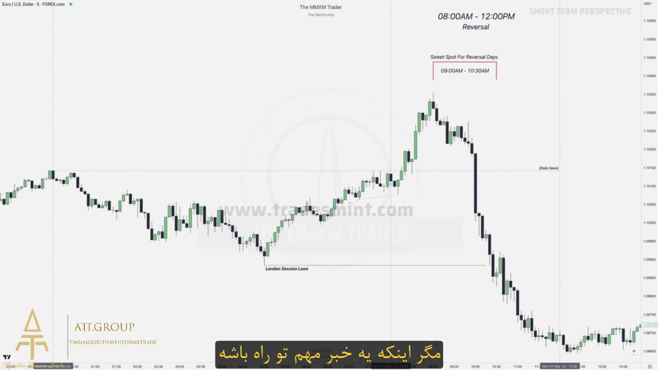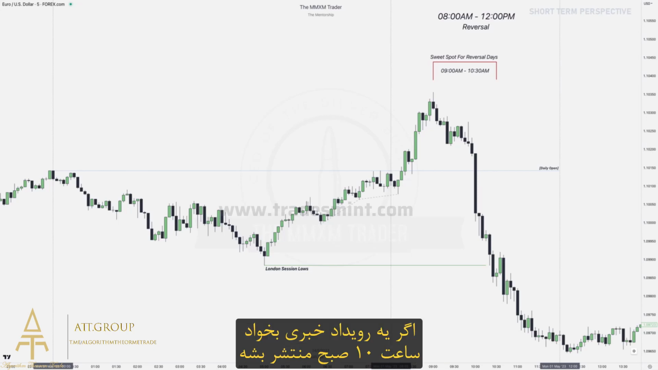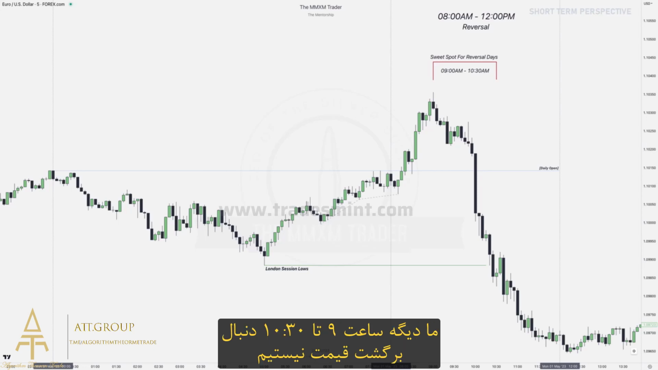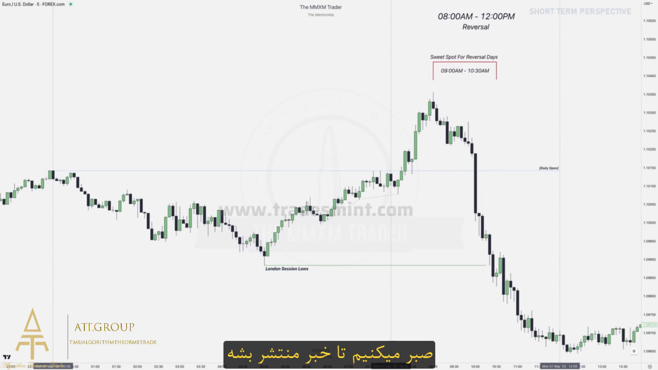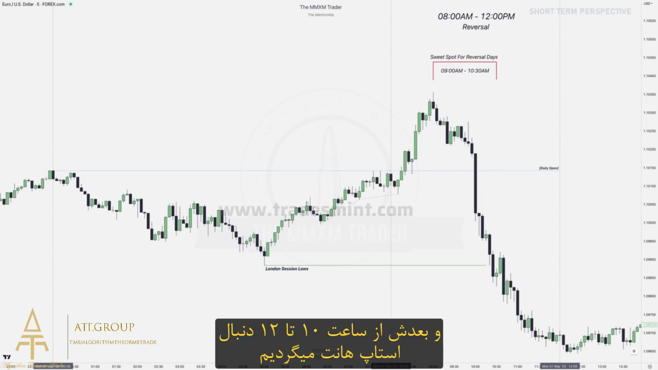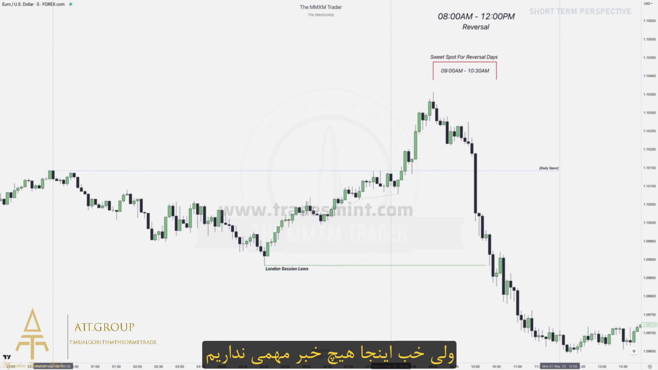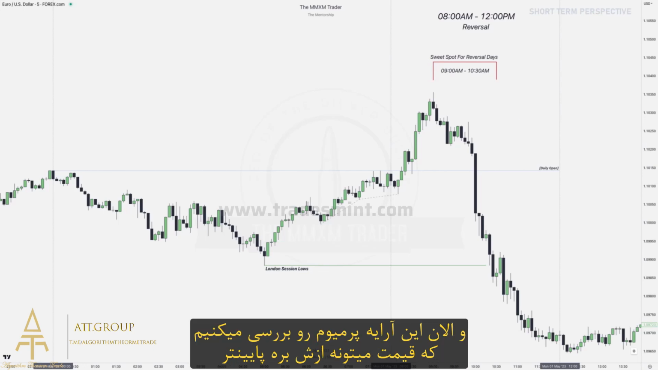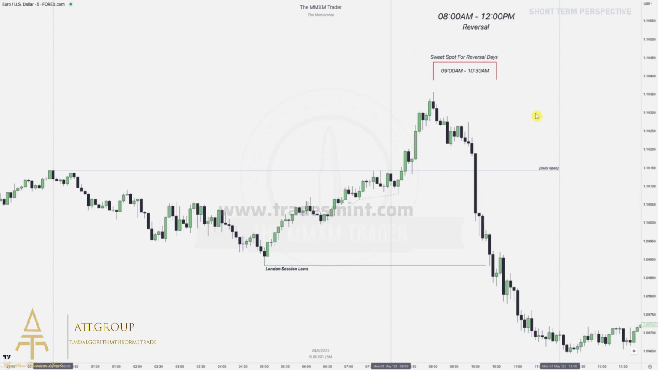Unless there is a high impact news event, right? If there's a news event at 10 a.m., we don't look for this reversal at 9 or 10:30. We wait for news to pass and then we look for that setup at 10 a.m. to 12 p.m. But right now we have no high impact news and we're looking for a premium array, right? So we discussed the stop hunt earlier and now we're going to discuss this premium array trading lower.